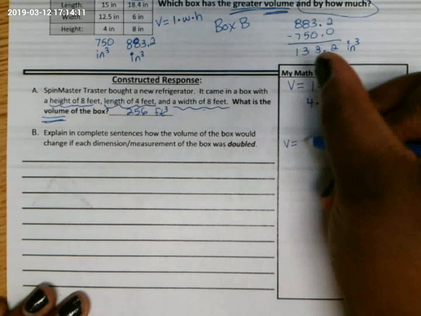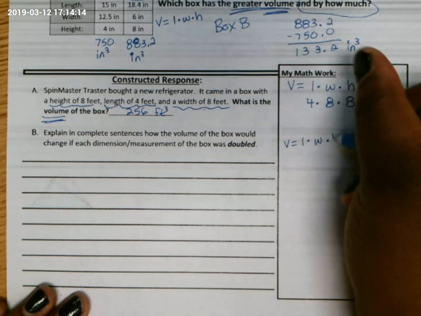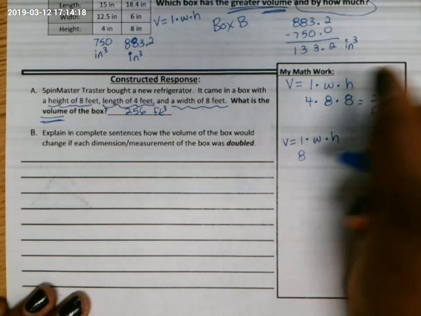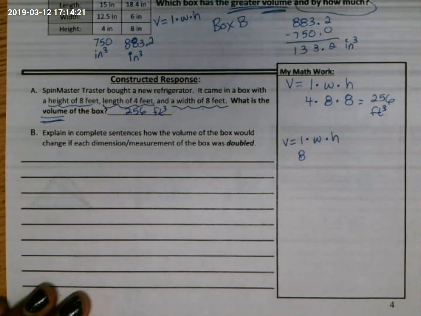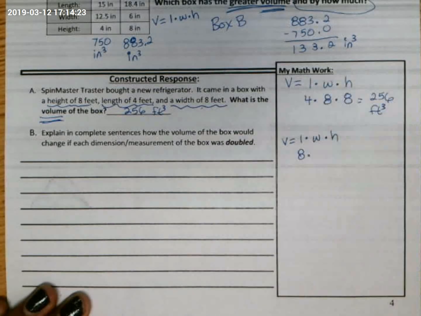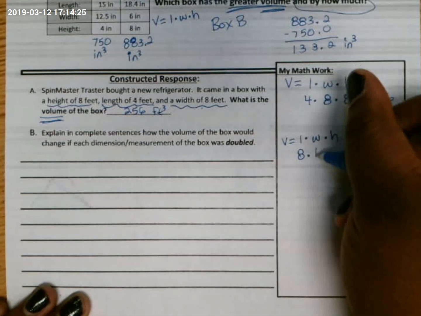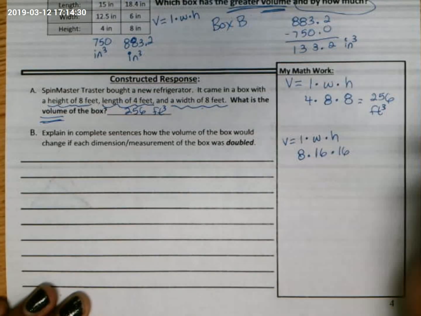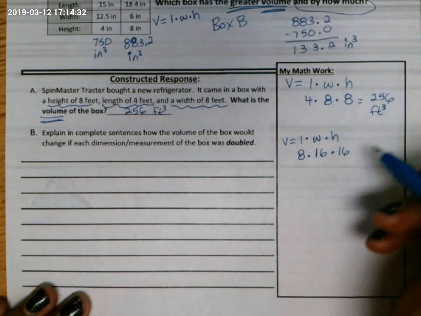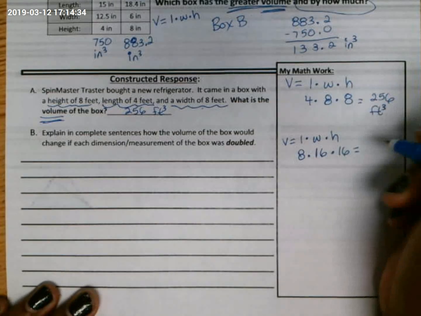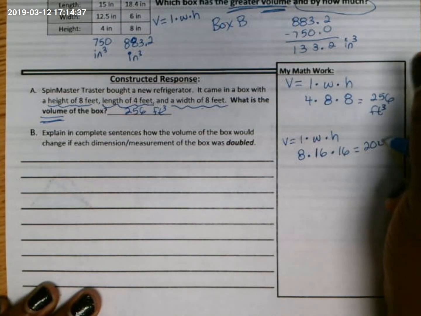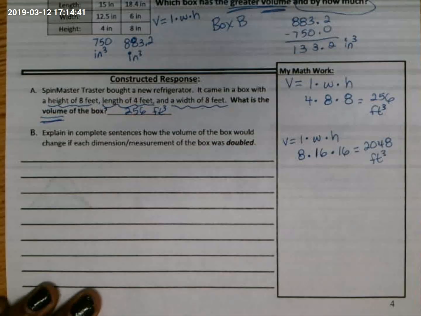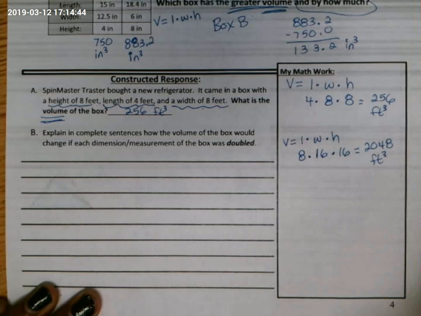Remember, volume equals length times width times height. So if I doubled my length, it would go from 4 to 8 because double means to multiply by 2. And then if I doubled my width of 8, it would go to 16. And then doubling my height of 8 will make that also 16. So 8 times 16 times 16 equals a whopping 2,048 cubic feet. Wow. So that's definitely not just doubling that.